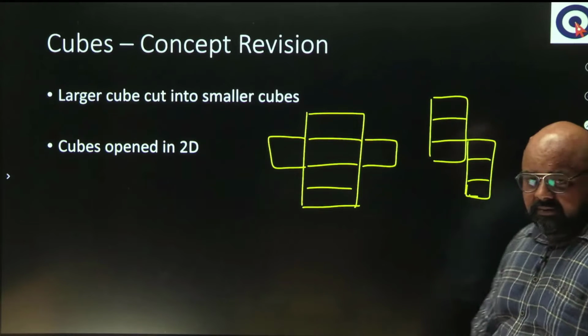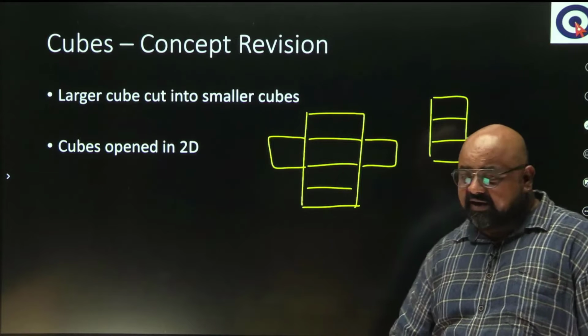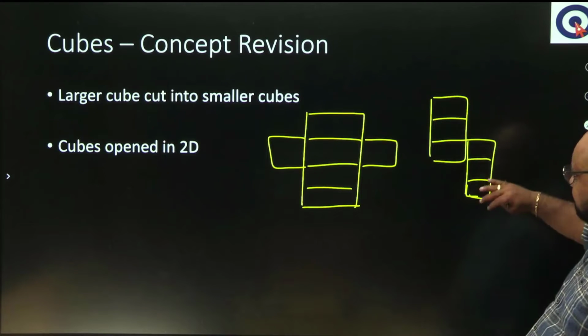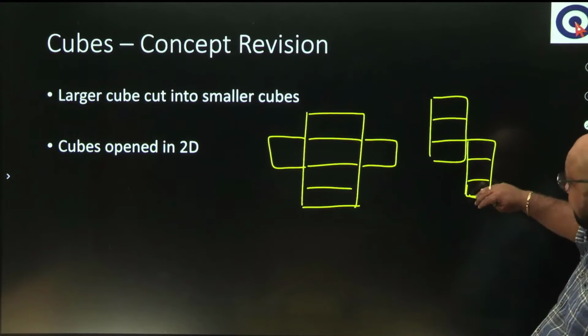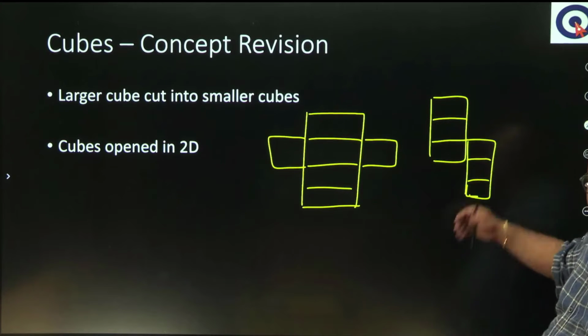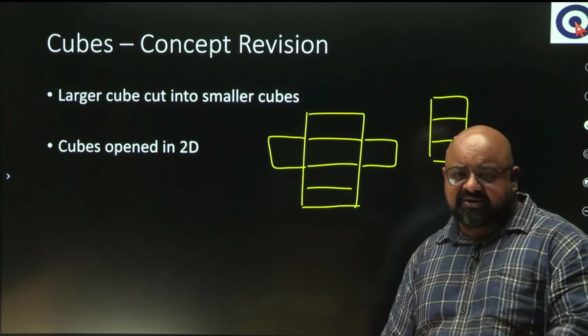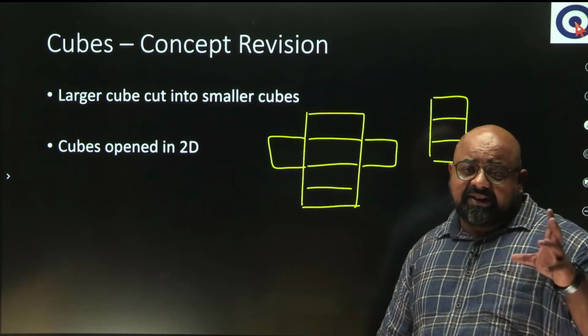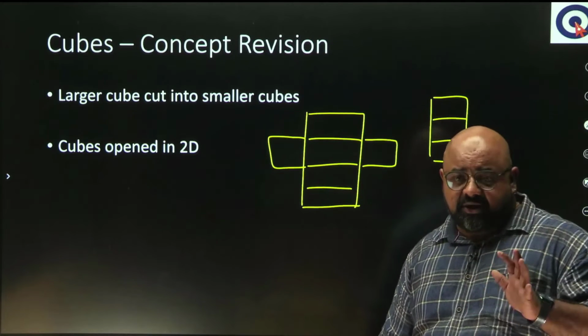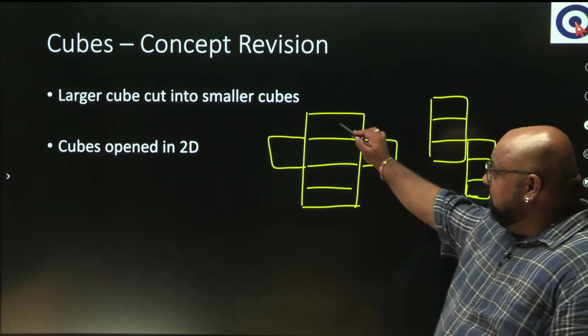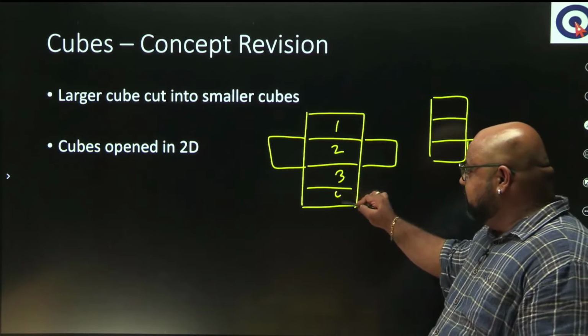Then even if I fold this, I will get a cube. You make this stand, cover this part and roll the other part, you will still get a cube. So 9, 10 such arrangements are possible, but typically there will be 6 squares that you will get, right? Now the question will ask you, suppose there are numbers written on each face.